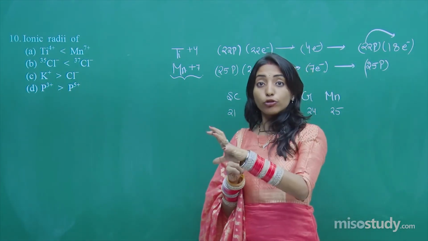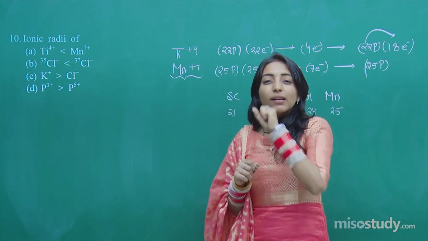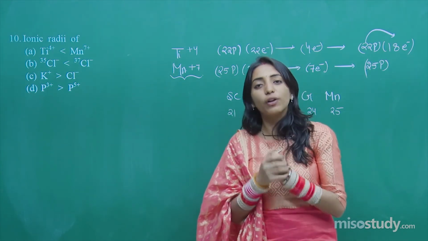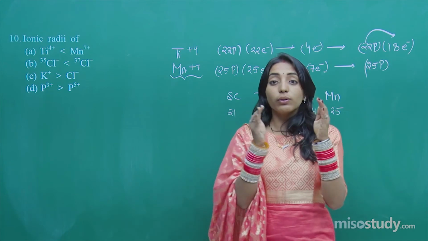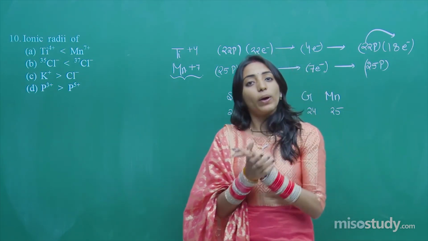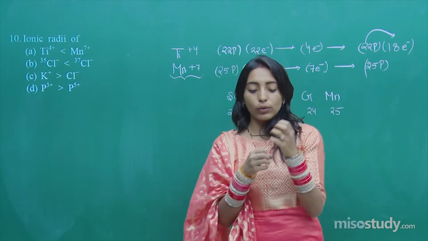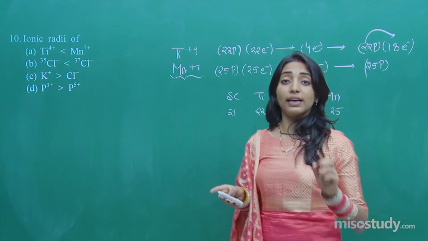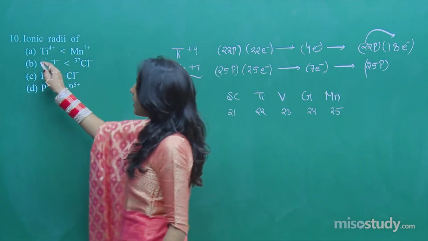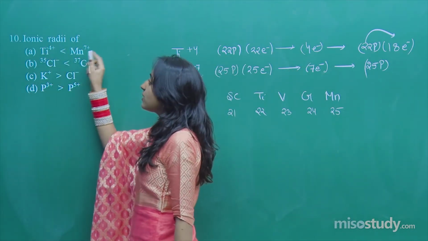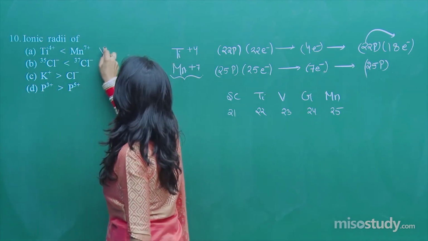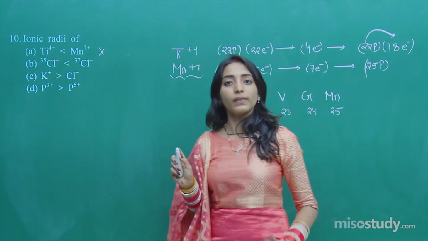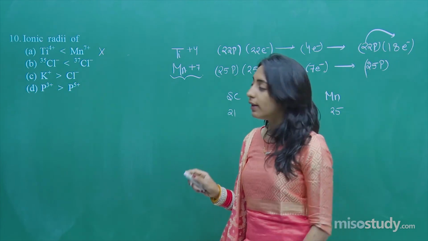So now the protons will be gripping the left out electrons very strongly, and the electrons will be closer to the nucleus. And when I say electrons go closer to the nucleus, the atomic size or the ionic size should be less. Here it says that titanium +4 will be smaller than manganese +7. It should be the opposite one. So the first is wrong.